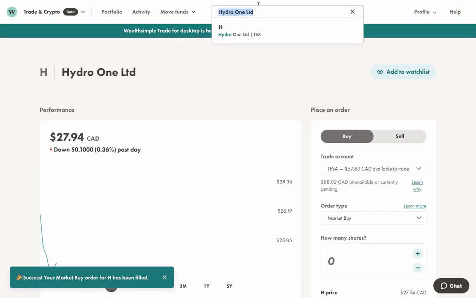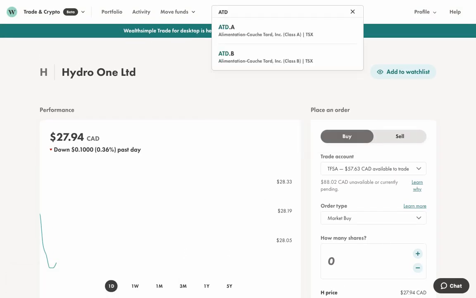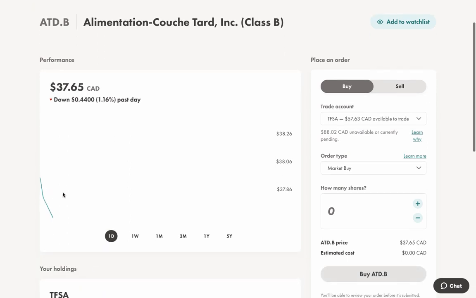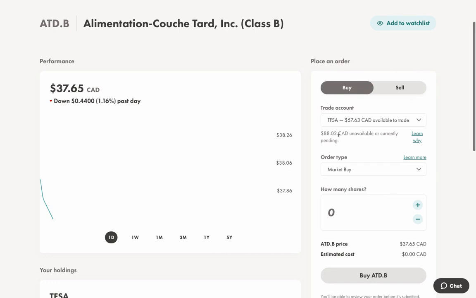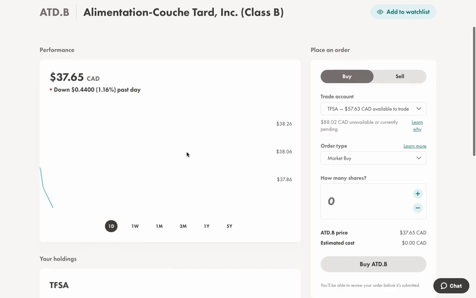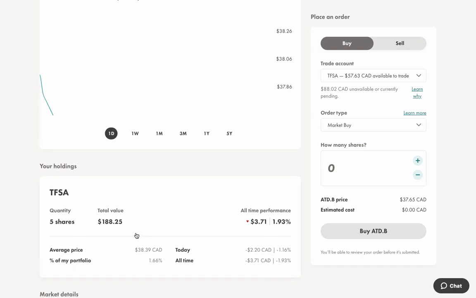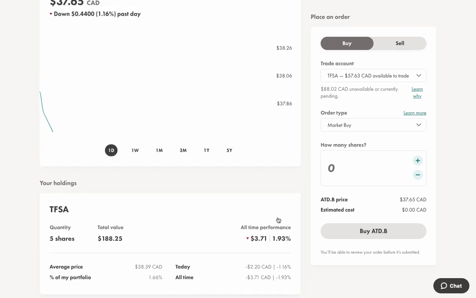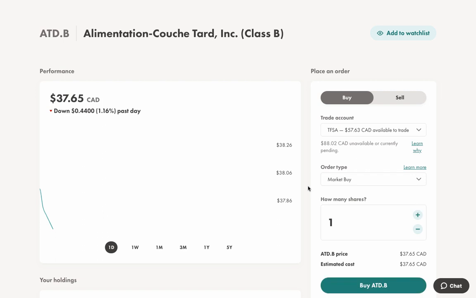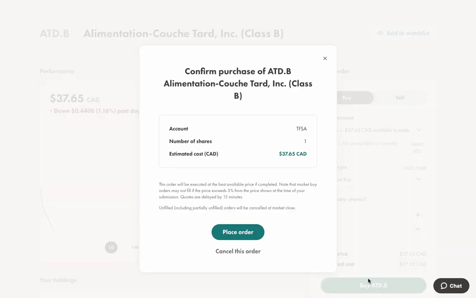And then we can just jump straight to the last one, which is Alimentation Couche-Tard, ATD.B. And these guys are falling today as well. And let's see what I have left in my account. I've got $57 left in the account, and they're 37, so I'll have enough for 1. And yeah, we can see here I'm down a little bit as well. And as long as for me it's below my average buy price, that's cool with me. I'm just going to go with that. And we're just going to buy 1.